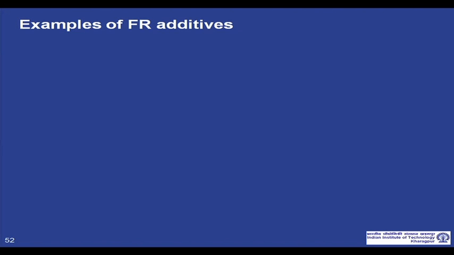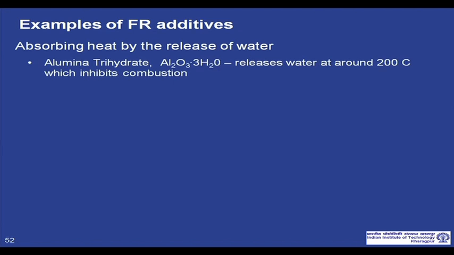So, this was the basis of choosing or designing fire retardants. Now, we talk about a few additives which work by one of these mechanisms. For example, alumina trihydrate, in a fire situation, releases water around 200 degrees centigrade, which basically inhibits the combustion process. So, that is one example of a fire retardant additive, which acts by absorbing heat and releasing water.